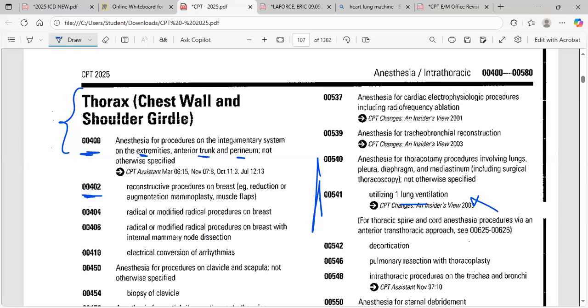Next we have 00402, reconstructive procedures on the breast.